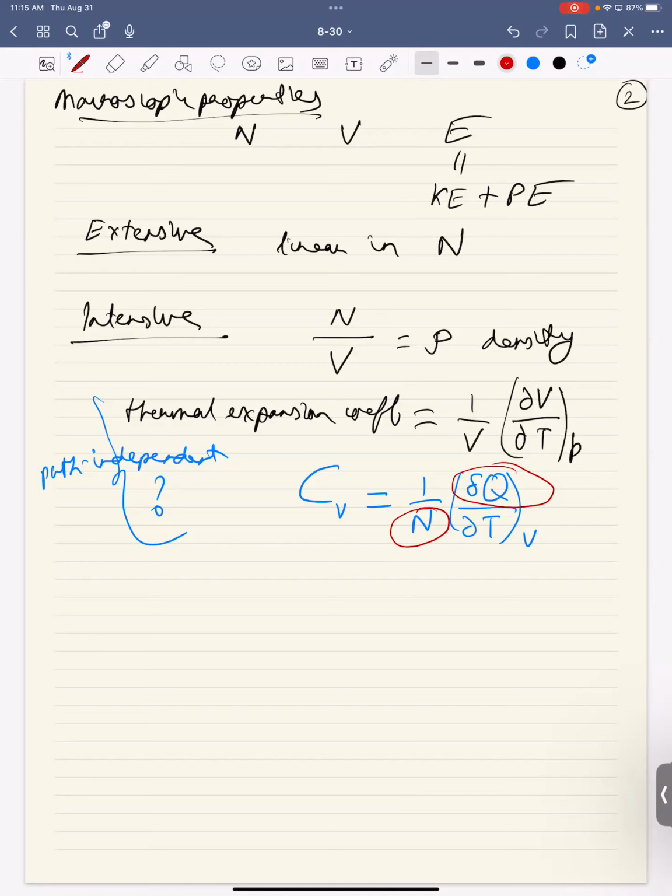The last time we tried to define thermodynamics. Now we can try to define it a bit more rigorously as to what it is all about, and I will write it down. So, thermodynamics.